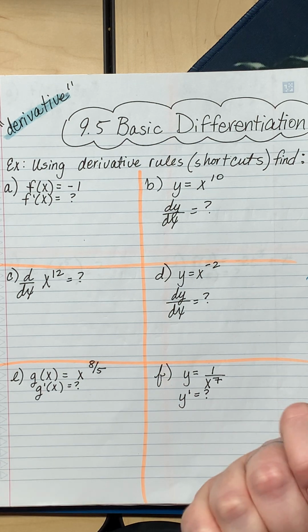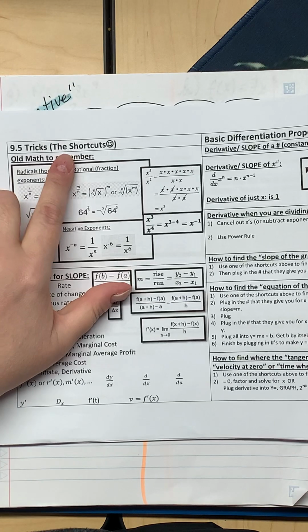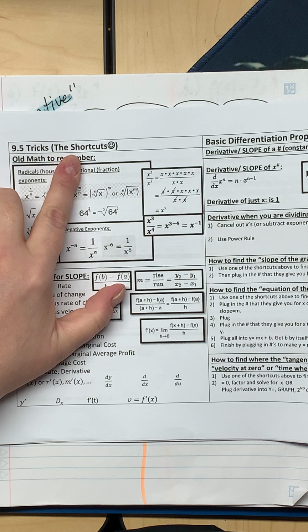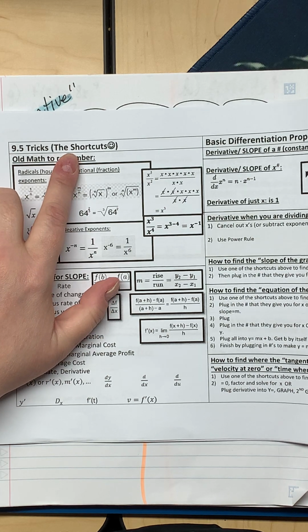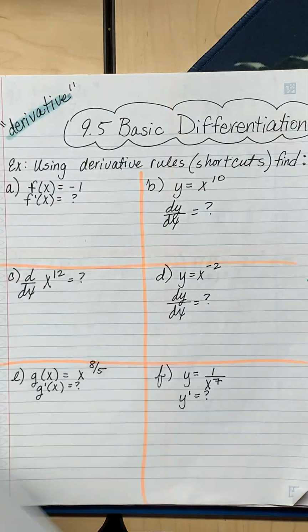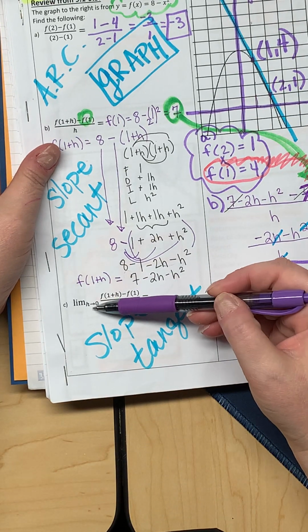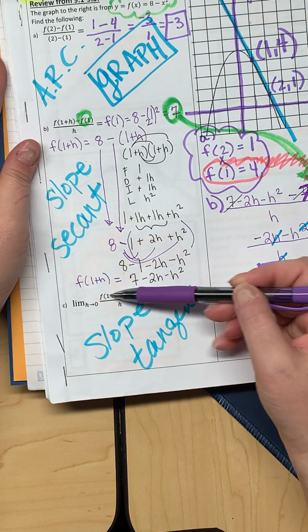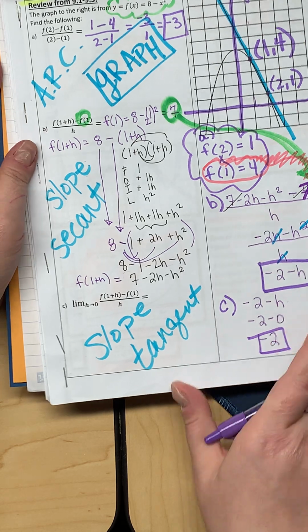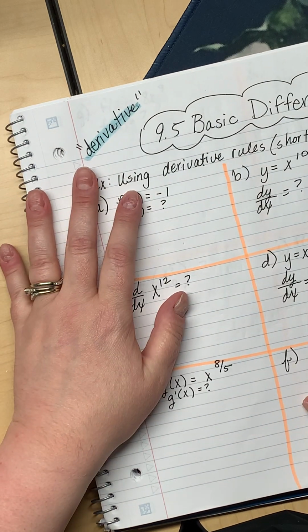Okay, so we're going to be looking at these 9.5 shortcuts. And instead of using all those crazy formulas with the f and the h and the limits and the f of parentheses, all those crazy formulas from 9.4, finally in 9.5, we just get to use tricks.